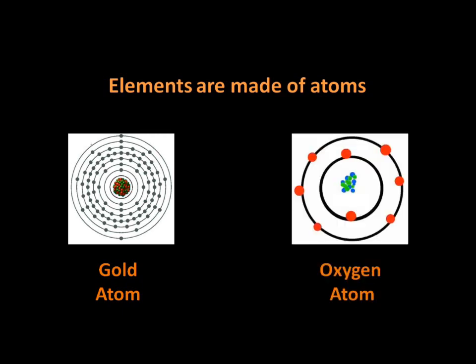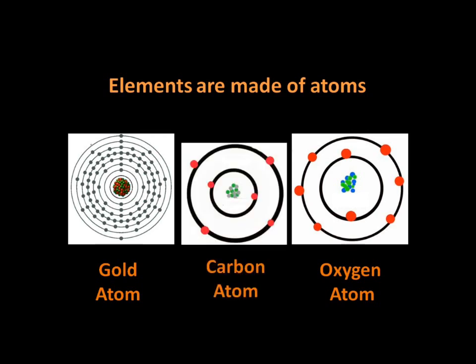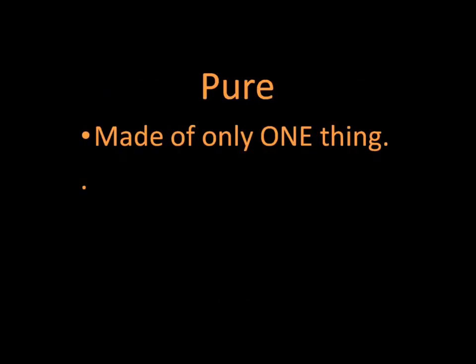Oxygen is another element. Oxygen is made up of only oxygen atoms, which are different from gold atoms. Carbon is made of only carbon atoms, which are different from oxygen and gold atoms. Only elements have their own atoms. If something is made of different types of atoms, it is not an element.